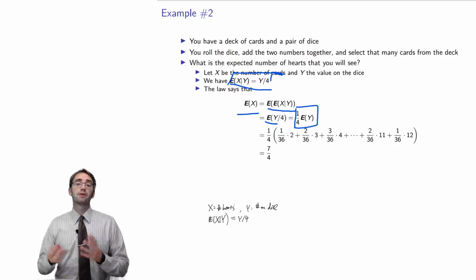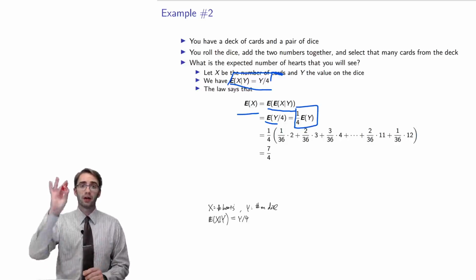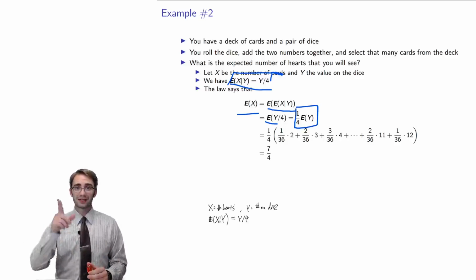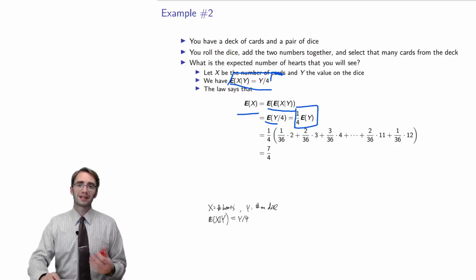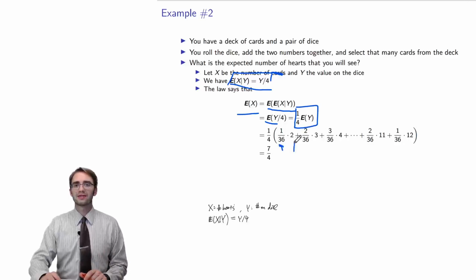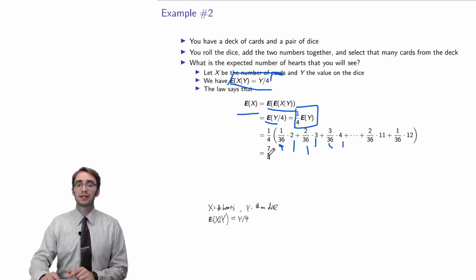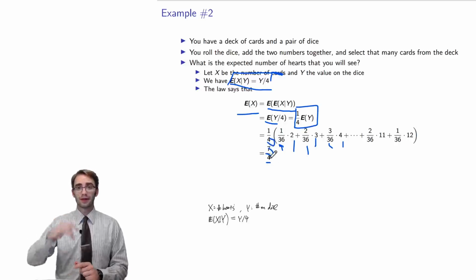Now, the expected value of y, remember, is just the expected value on rolling 2 dice. If you play a lot of board games, I'm sure you know that the expected value of the roll of 2 dice is 7, right? The range goes from 2 to 12, and it's a symmetric distribution. The expected value is 7, and I've worked out the calculation here because there's a 1/36 chance of seeing 2, a 2/36 chance of seeing 3, a 3/36 chance of seeing 4, and so on and so forth up to 7, and then back down to 12. Which would indeed leave you with 7, and then divide by 4 to get the number of hearts.